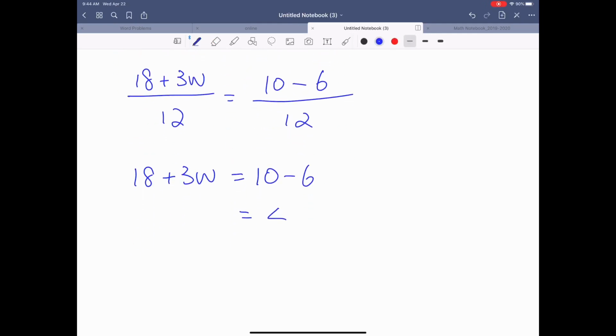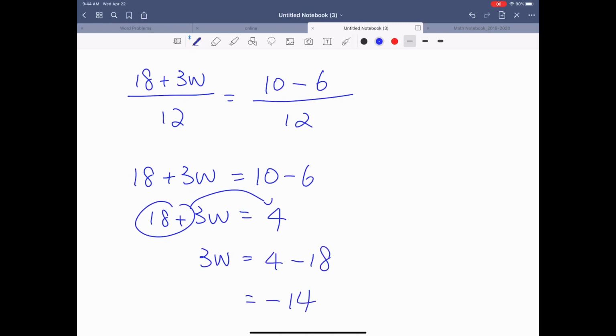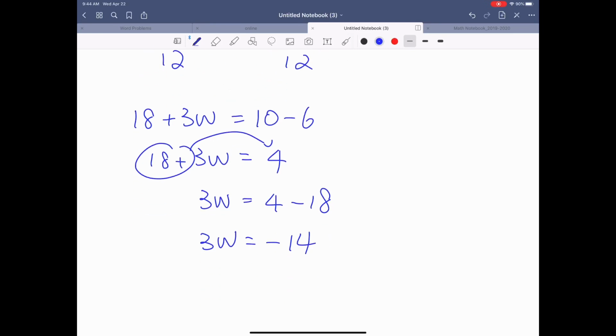This is 4, 18 plus 3w equals 2. Throw this 18 over to the other side. 4 minus 18, negative 14. 3w equals 2. 3 to the other side. w equals negative 14 over 3. Okay?